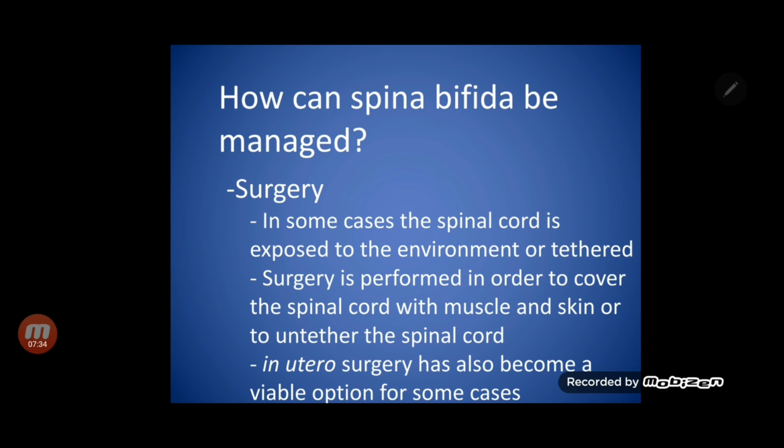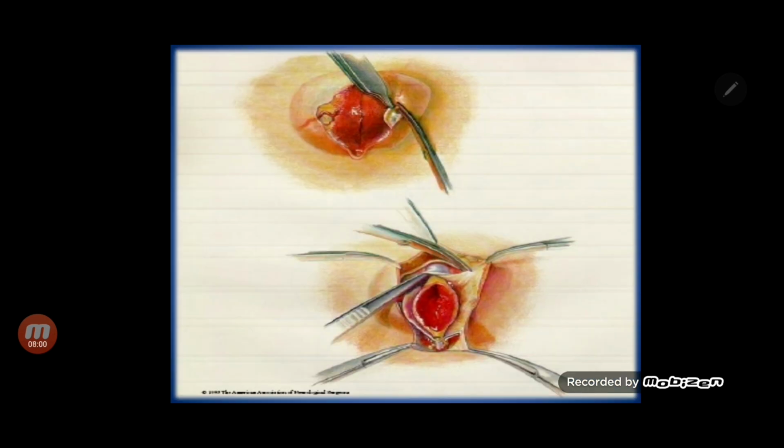Surgery is advocated in some cases. For example, when the spinal cord is exposed to the environment or is tethered, the surgery is performed in either elective or emergency situations. The surgery is performed in order to cover the spinal cord with muscles and skin and to untether the spinal cord. In utero surgery has also become a viable option for some cases.